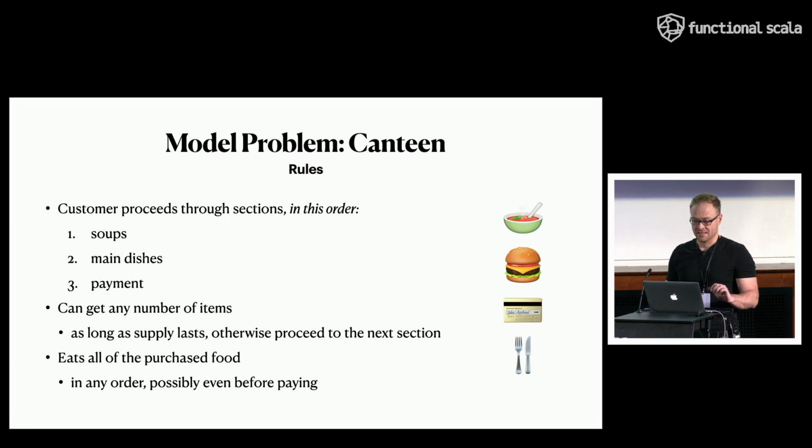We'll be modeling a canteen with some strict rules. You as a customer walk in and have to proceed through sections in this order. First soups, then main dishes, then payment. You can get any number of soups and main dishes while supply lasts, but if an item runs out, you have to proceed to the next section. In payment section, you have to pay, and then you have to finish all your meals.